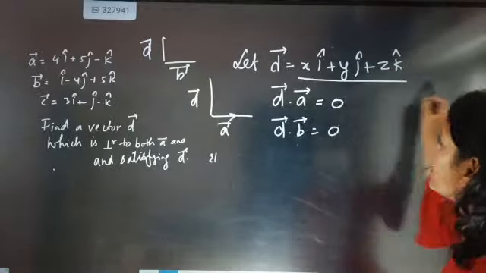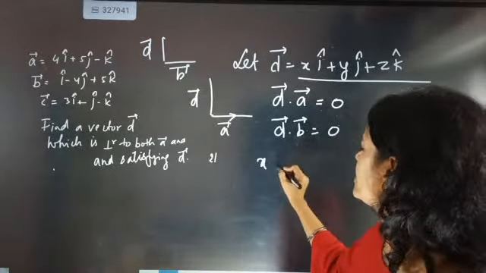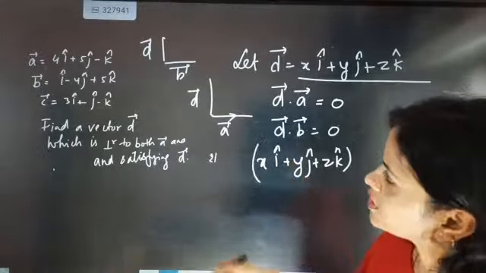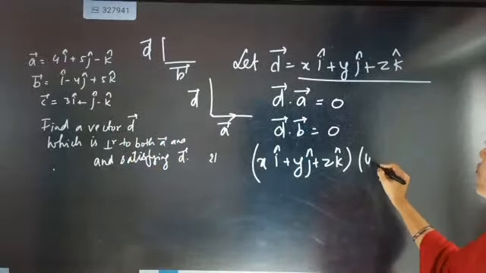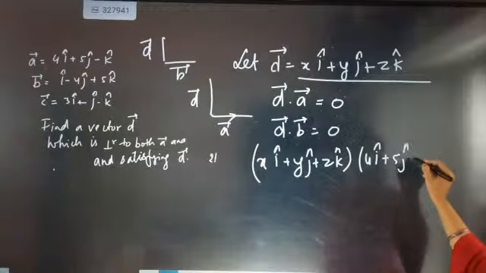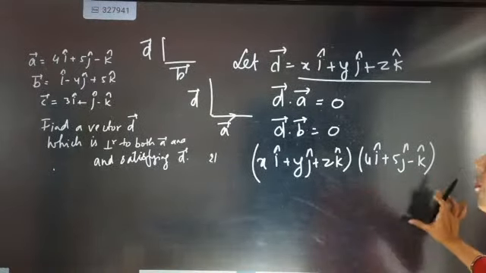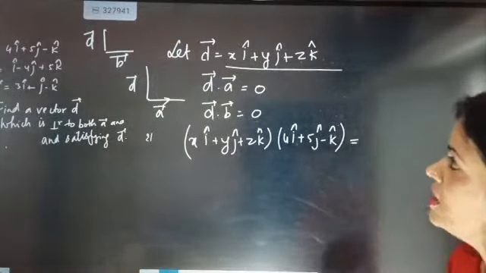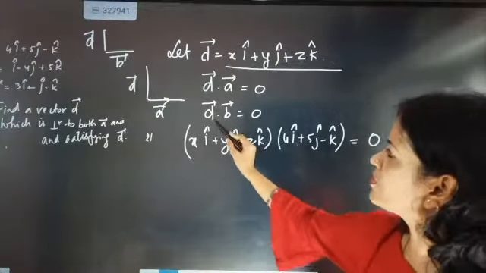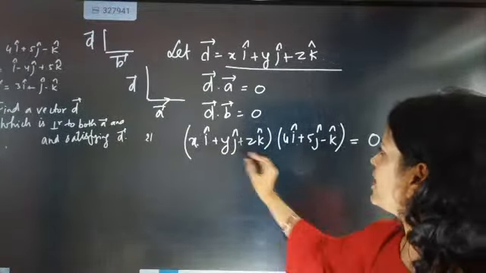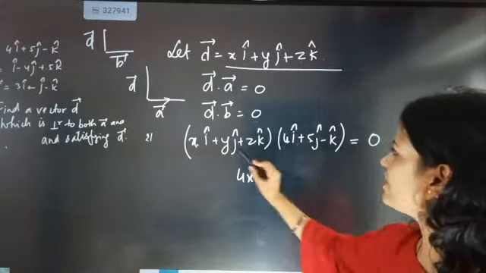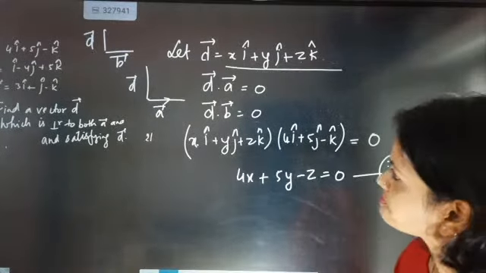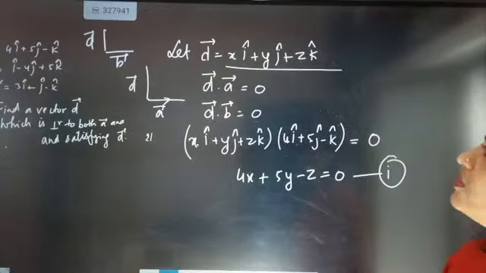Now what have we taken as d vector? D vector is this one, so we will be writing xi plus yj plus zk cap, and a is 4i plus 5j cap minus k cap. So you know now in dot product what happens? I dot i will be 1, j dot j will be 1 and k dot k will be 1. So x times 4 will become 4x, plus 5y, minus z will be equal to 0. This will become equation 1.